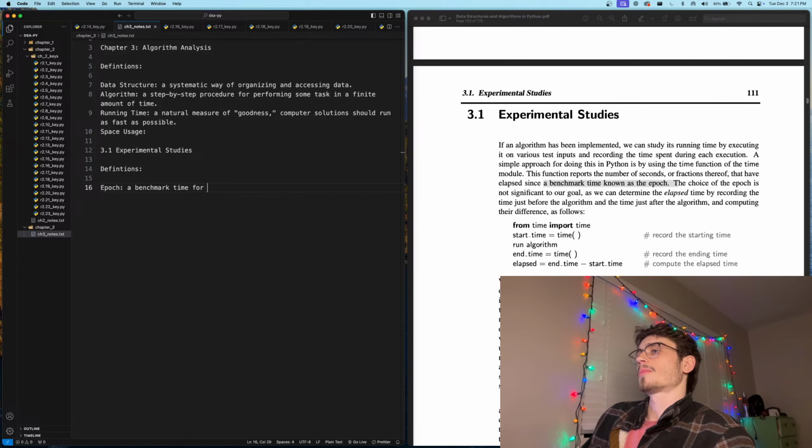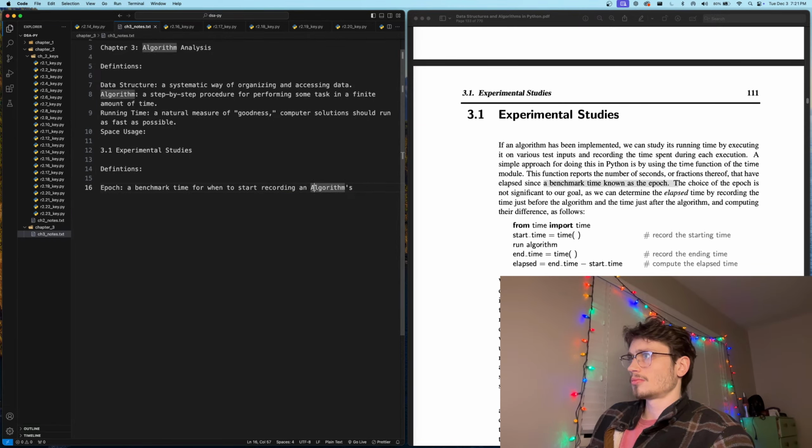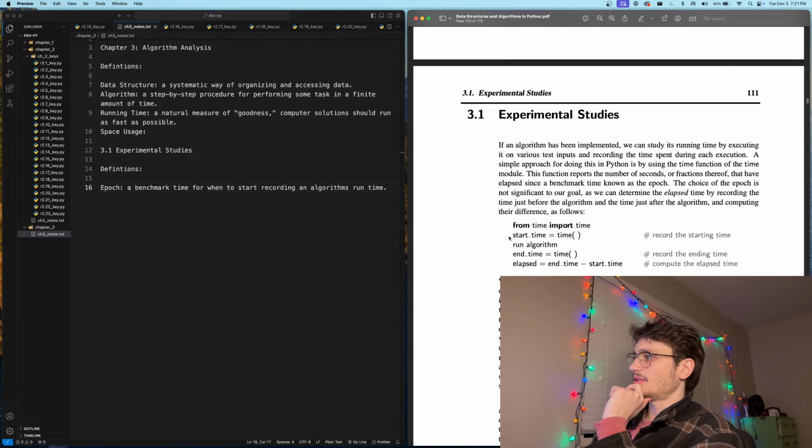It's the benchmark for when to start recording an algorithm's runtime, I think that was my interpretation of it. So your epoch would just be, like, some function that happens here, and then at this point you start your time, run the algorithm, and then you just chunk it out. The choice of an epoch is not significant to our goal. We can determine the elapsed time.